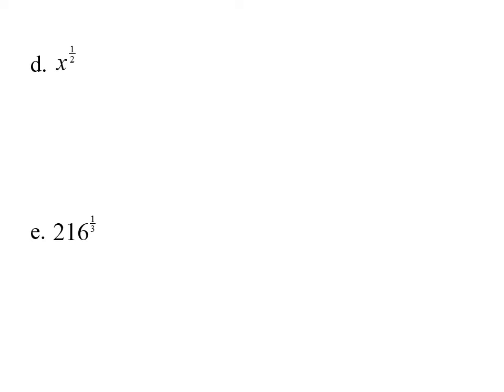So I kind of mentioned this one on the previous page, but x to the 1/2 is technically just the square root of x, because it's really the second root of x to the first power. But usually this 2 in front and this 1 on top is understood. We don't usually write those, so we just write it as the square root of x. So square root of x and x to the 1/2 is the same thing.